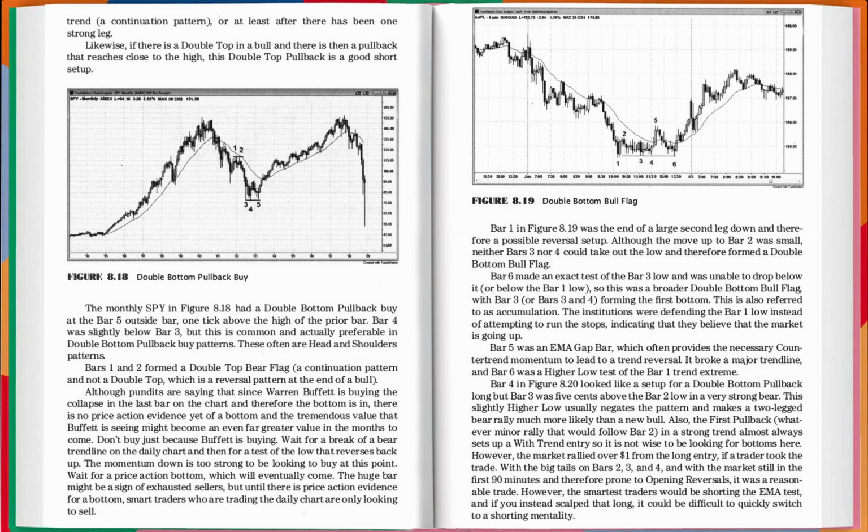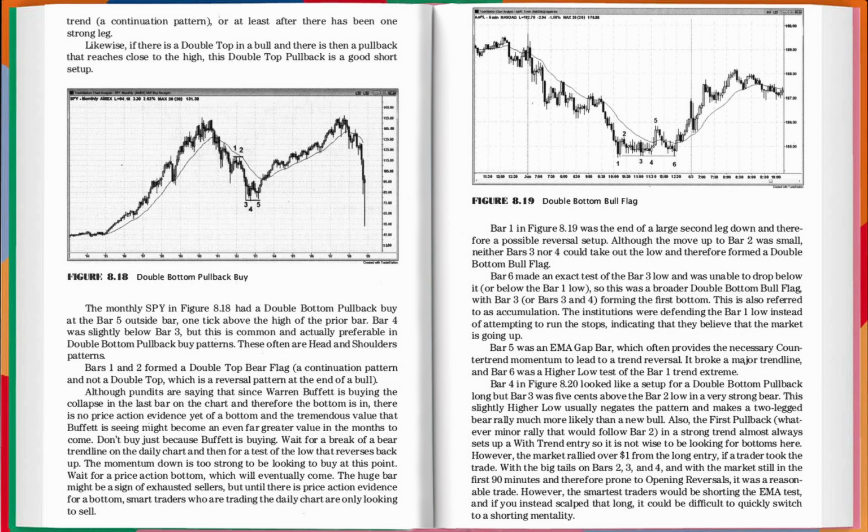Wait for a break of a bear trend line on the daily chart and then for a test of the low that reverses back up. The momentum down is too strong to be looking to buy at this point. Wait for a price action bottom, which will eventually come. The huge bar might be a sign of exhausted sellers, but until there is price action evidence for a bottom, smart traders who are trading the daily chart are only looking to sell.